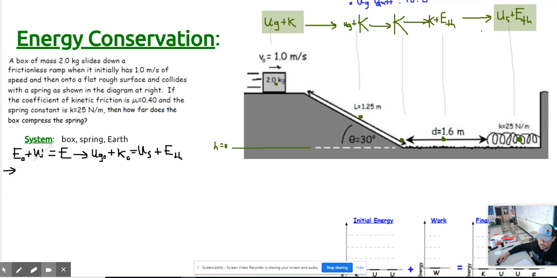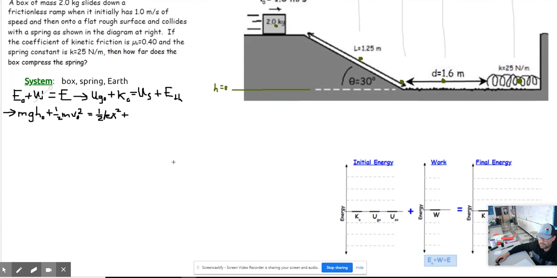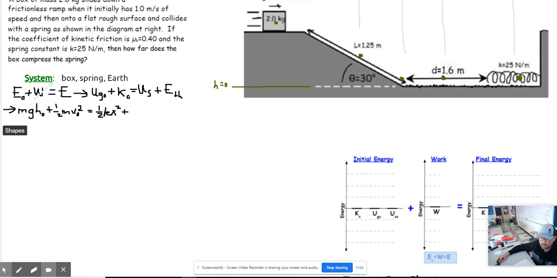So U_G initial is just going to be mgh initial plus 1/2 m v initial squared. That turns into spring energy or elastic energy, k x squared, plus my thermal energy. So I want to just spell out how that works, thermal energy. So let's look at thermal energy.